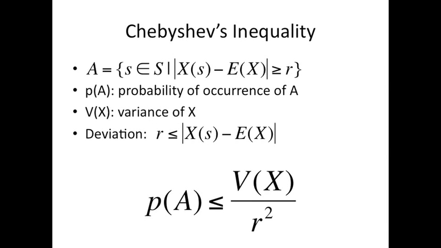Hi, I'm Daniel Neese, and I'll be talking about Chebyshev's inequality. Let us define an event A such that the result of a random variable experiment lies at least r away from the expected value. A little manipulation of the mathematical definition of this condition allows us to get that the probability of A occurring is less than or equal to the variance divided by r squared.